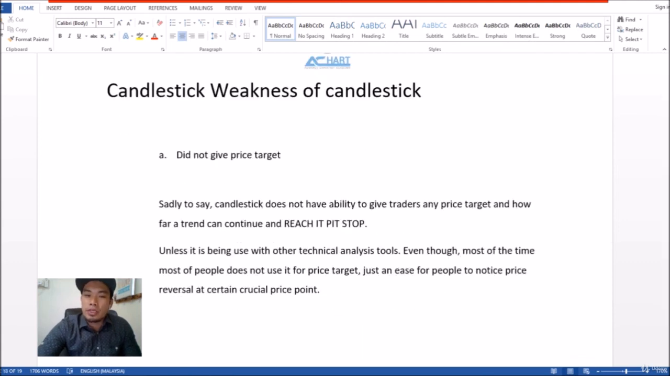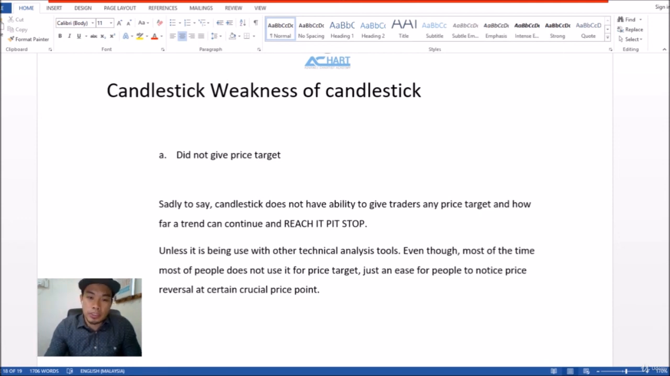So what is the weakness of the candlestick? This is the major loophole of the candlestick. People are using candlesticks everywhere, and they think that candlestick is the secret that gives them all the answers about the movement of the market, but actually it is not. There is another reliable method that people use for prediction or price target that is pretty accurate.